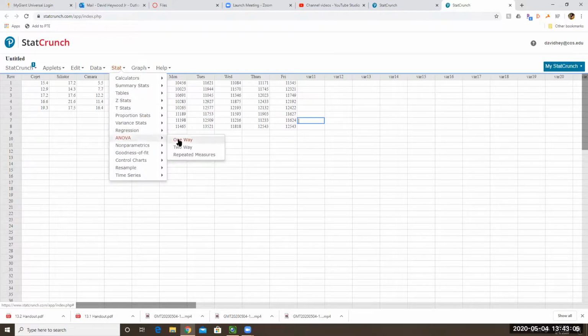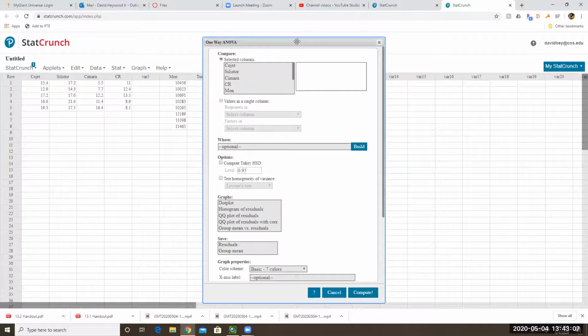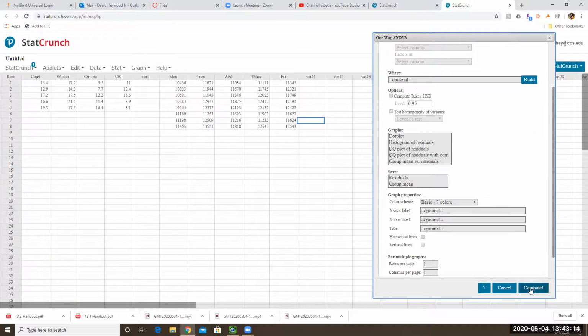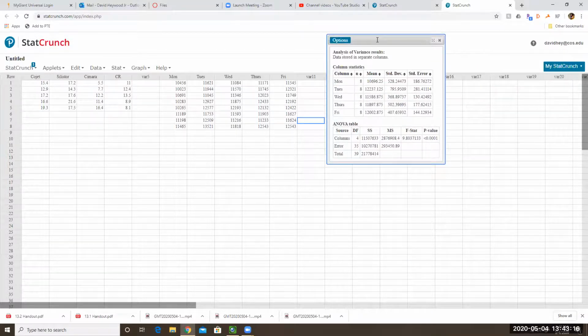Stat, ANOVA, one way. I want to compare the days of the week now, right? So I want Monday through Friday to be compared. And I'll hit compute. Oh yeah, look at that p-value. We're definitely rejecting the null. Let's look at the sample means. There is more of a difference than I expected, but definitely Monday's smaller than the others, right? So Monday's smaller, and then Wednesday, Thursday, Friday, and Tuesday. Tuesday's the most popular day.